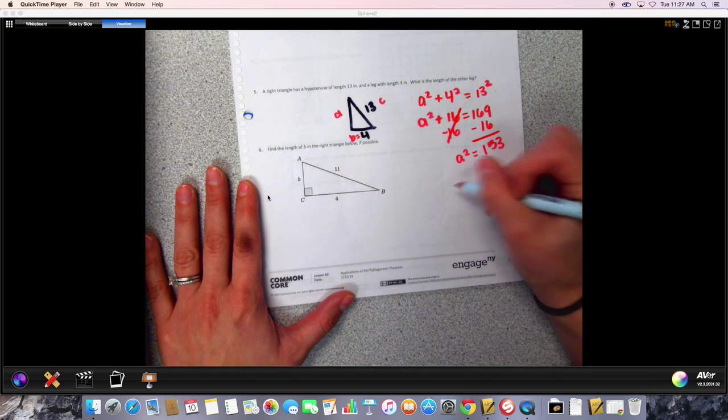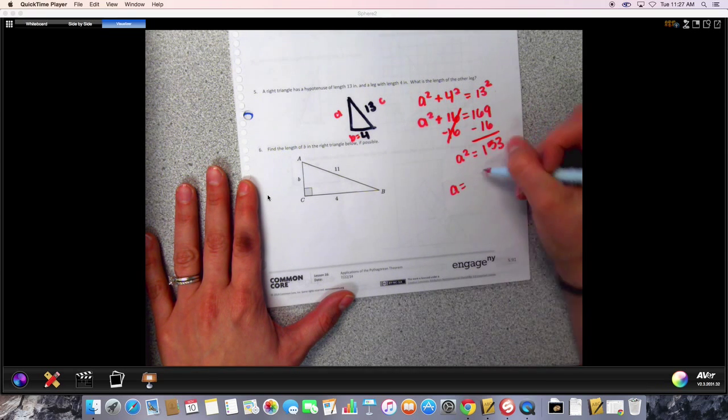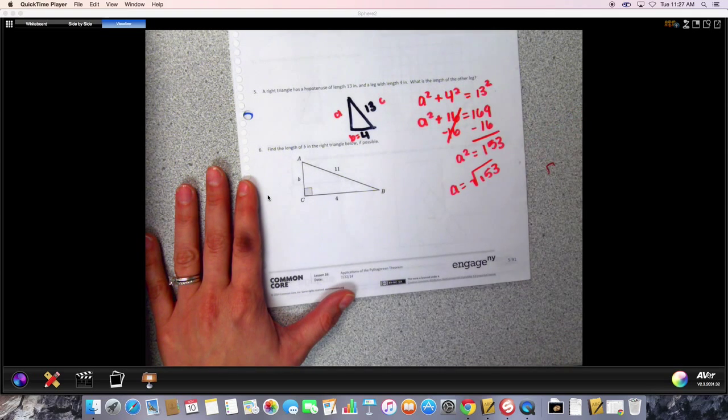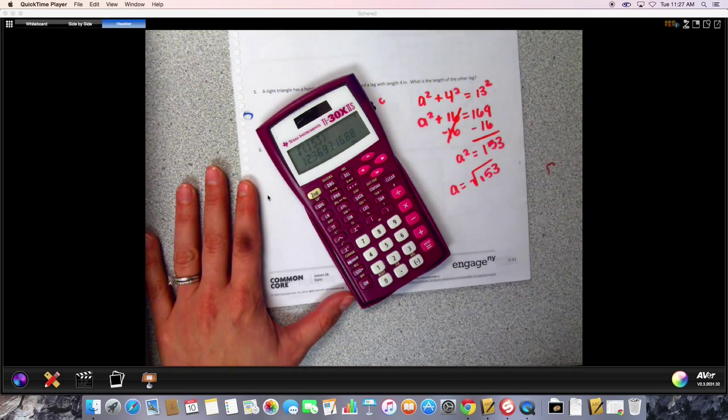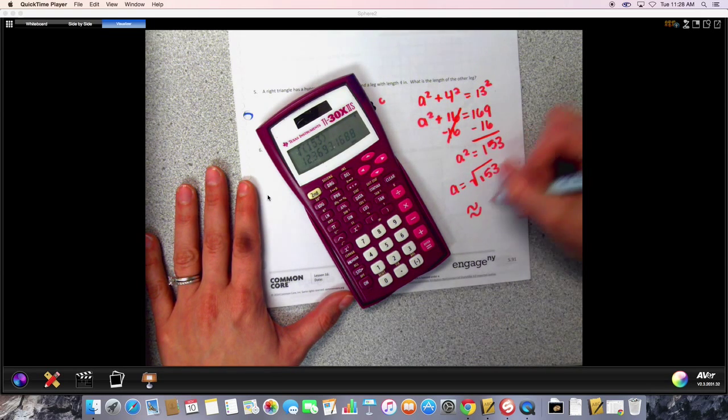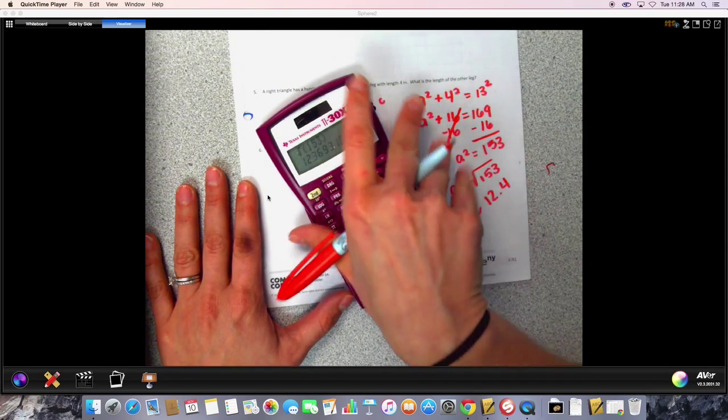And the final answer, then we need to take the square root of that. And we get a decimal. So when we do this out, our decimal is, and I'll show you on my calculator, 12.3693 and so on. So we're going to round that to the nearest tenth. We get about 12.4 here. It is about 12.4.